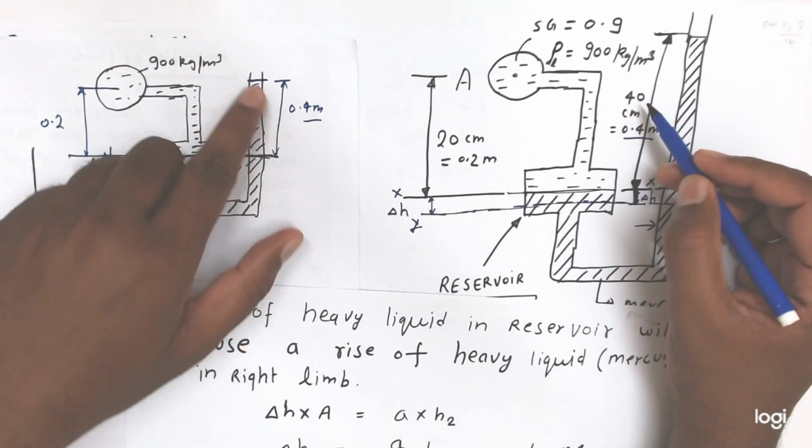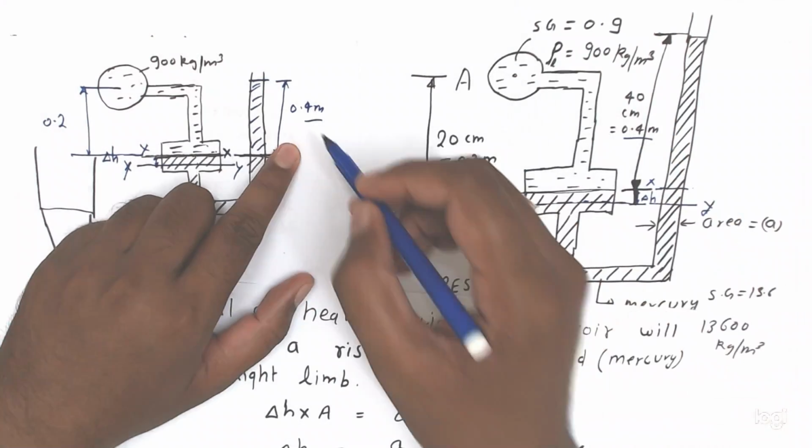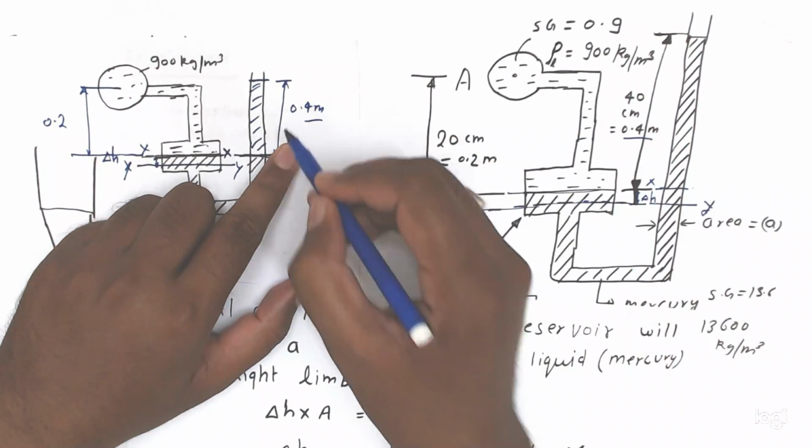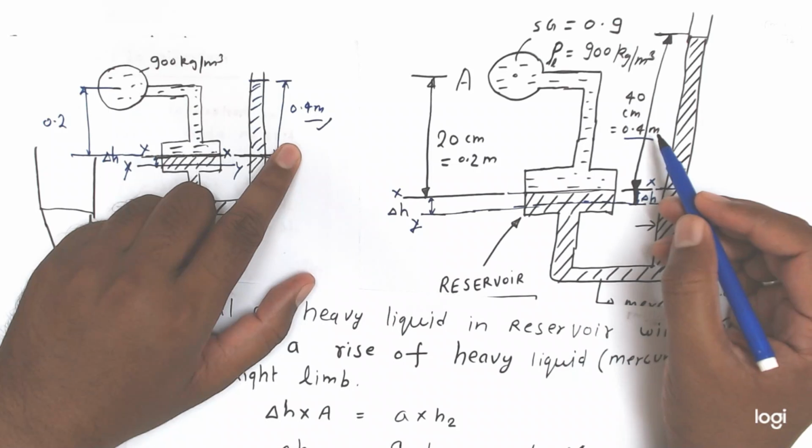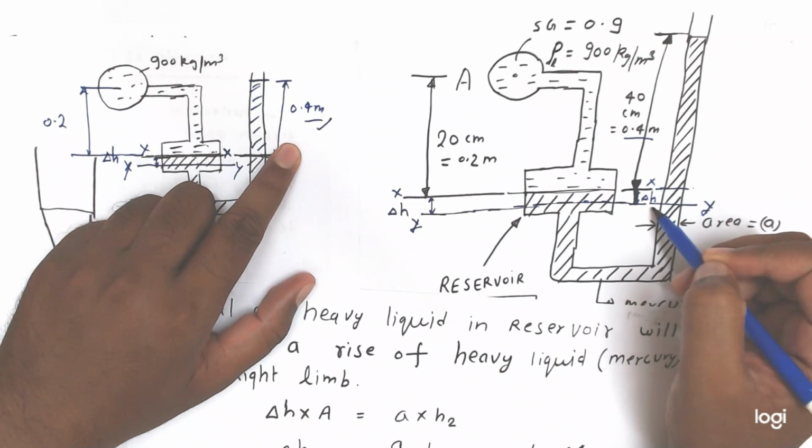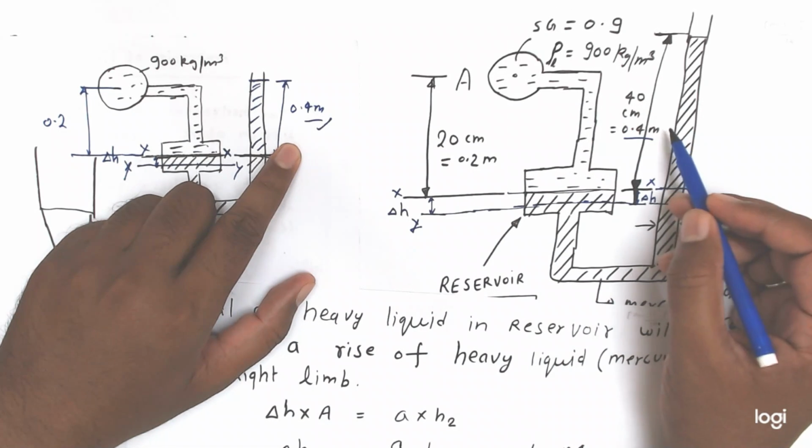Why I am saying all this thing here? Because we are taking only this height, 0.4 meter. We are not considering 0.4 plus delta H in this case. Okay friends.